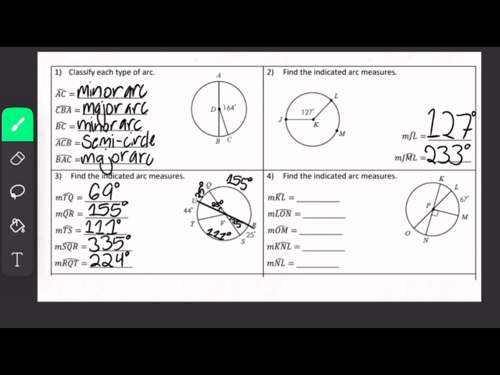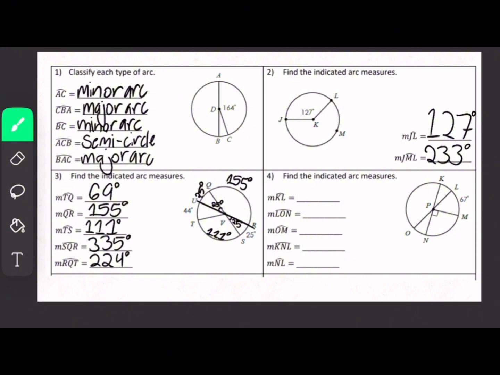Now since this is a semicircle, 180 minus 25 is going to be 155, which is QR. TS is going to be 44 plus 25 plus 155 plus 25 minus 360, which will net you 111. SQR is just going to be 360 minus 25 for the short answer. And RQT is going to be 224 because that's going to be 155 plus 25 plus 44 degrees.